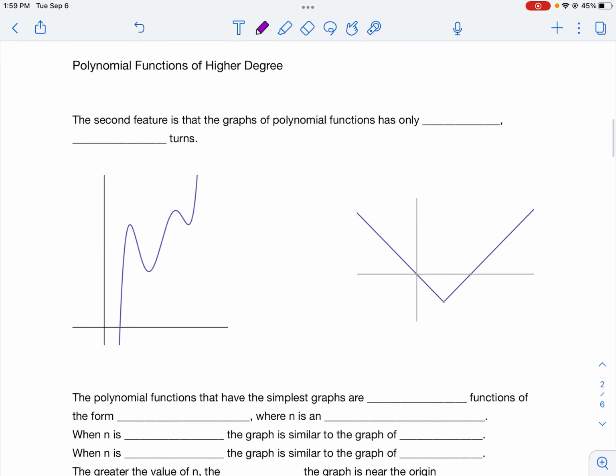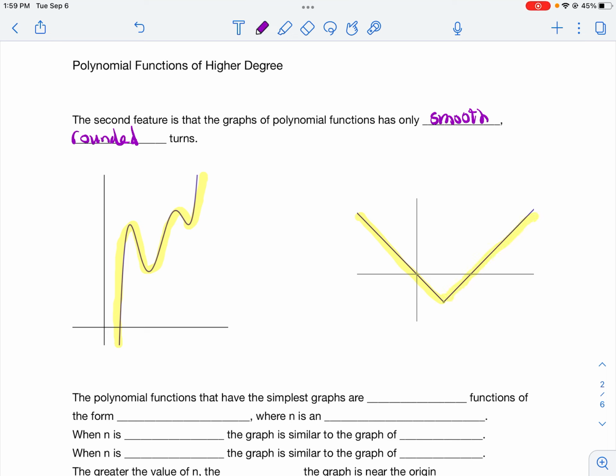And the second feature of graphs of polynomial functions that they all have in common is they have only smooth, rounded turns. So all the turns are smooth and rounded. So again, this one is continuous, so I can draw all the way around as I want. But notice the second graph is also continuous. So both of these graphs here are continuous.